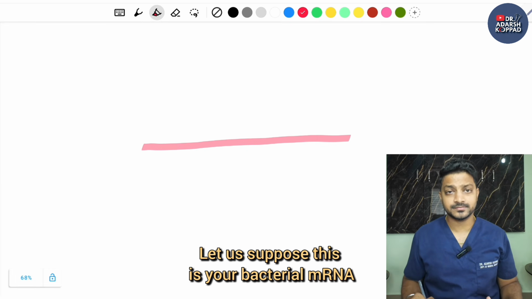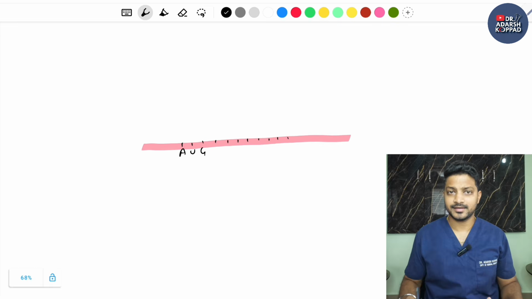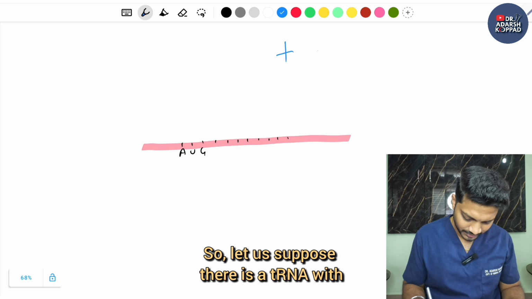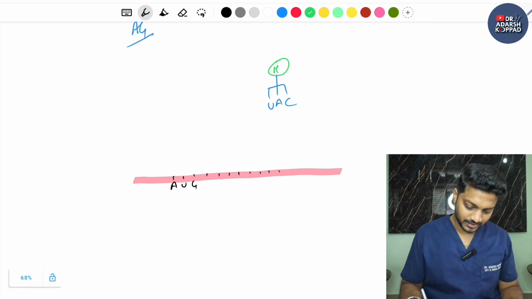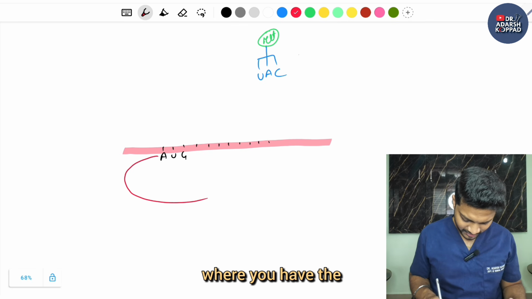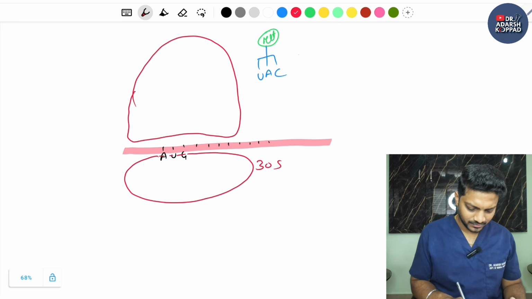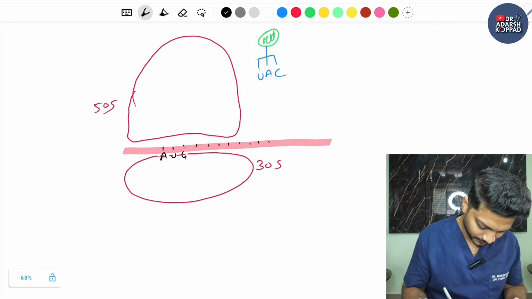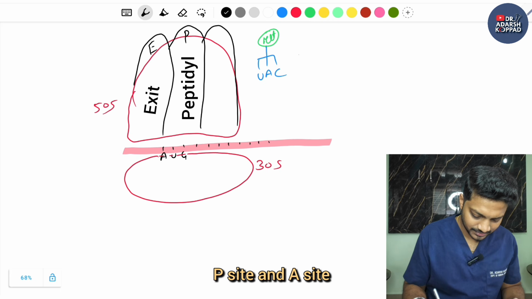Let's suppose this is your bacterial mRNA and it has these codons over it, and AUG is the start codon which codes for methionine. So let's suppose there's a tRNA with a complement of this AUG, that is UAC, which carries the methionine. Now the ribosomal RNA attaches to this mRNA where you have the 30S subunit and the 50S subunit. And the 50S subunit is divided into three parts, that is your E site, P site, and A site.